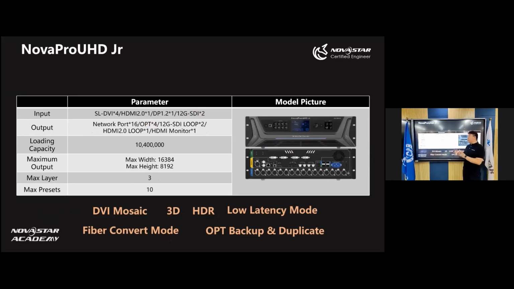Okay, when we reach the 4K project, then we need to use the Nova Pro UHD Junior. The loading capacity becomes 10.4 million pixels. And here, the maximum output width and height is even bigger: 16384 wide and 8192 in height. So if we have a project which is not a normal resolution, we need to check whether it's within this max width and height. If it's okay, then you can use a Nova Pro UHD Junior in your project.